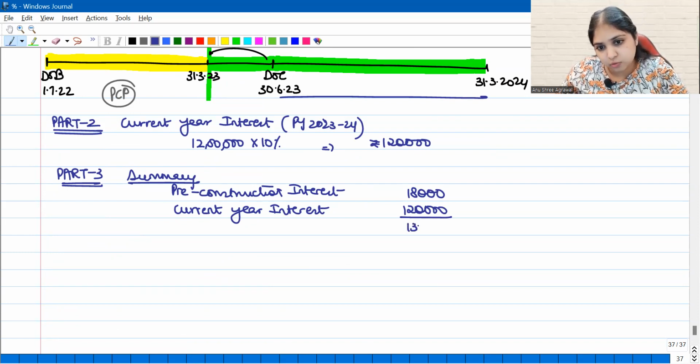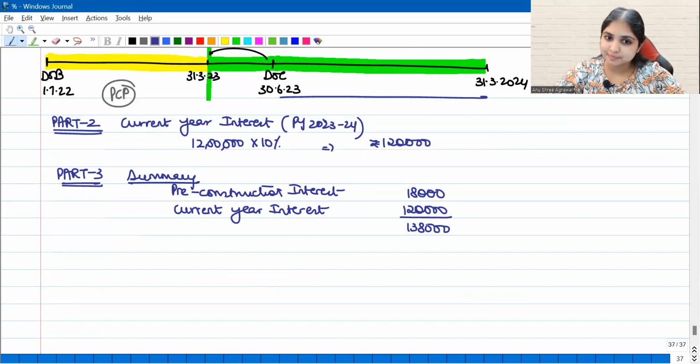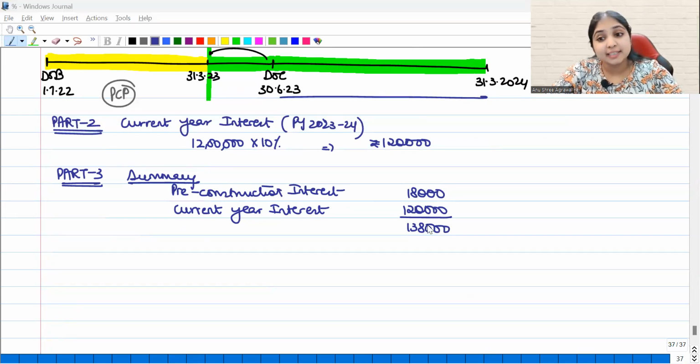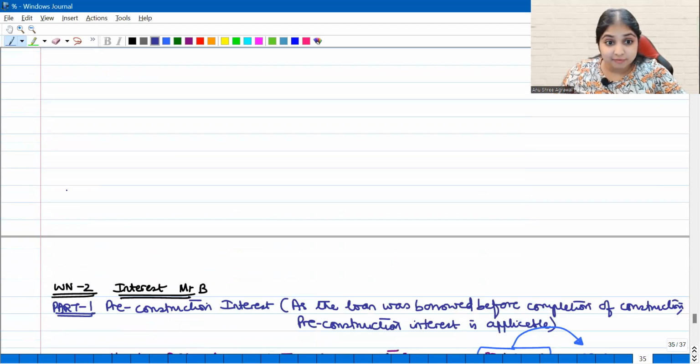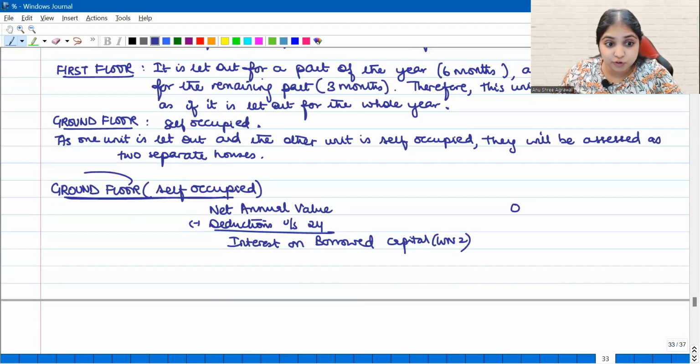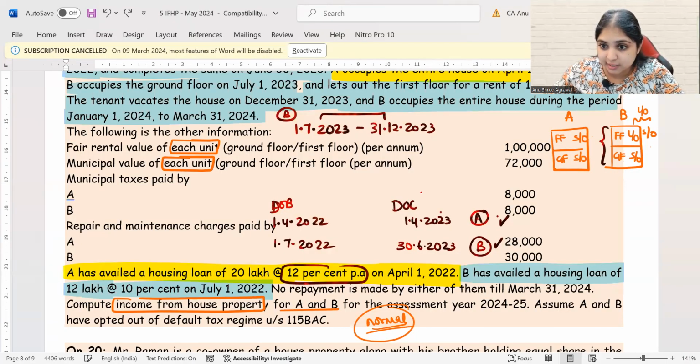1,20,000, total 1,38,000. Now tell me, can I take this 1,38,000 fully? No, because we are right now calculating only ground floor. You recall, right? We are right now doing the calculation of only ground floor, guys. So this 1,38,000 is interest for ground floor, first floor put together.